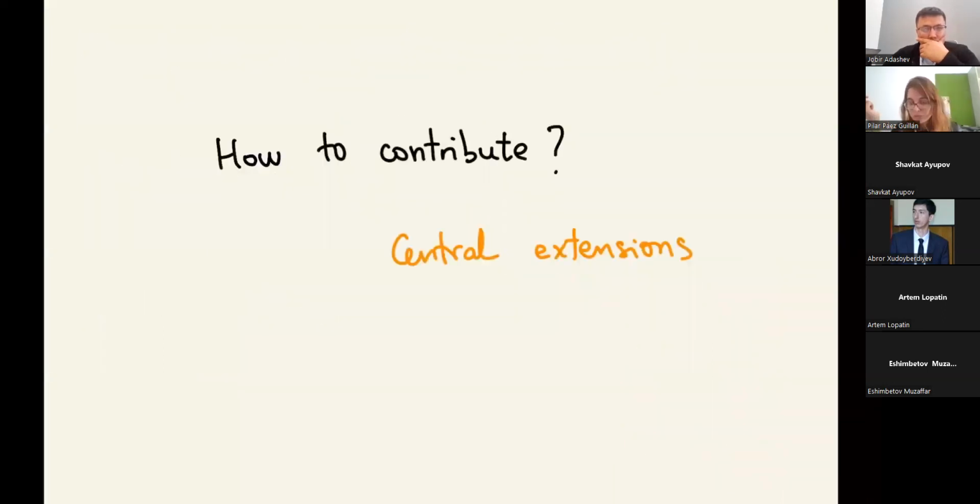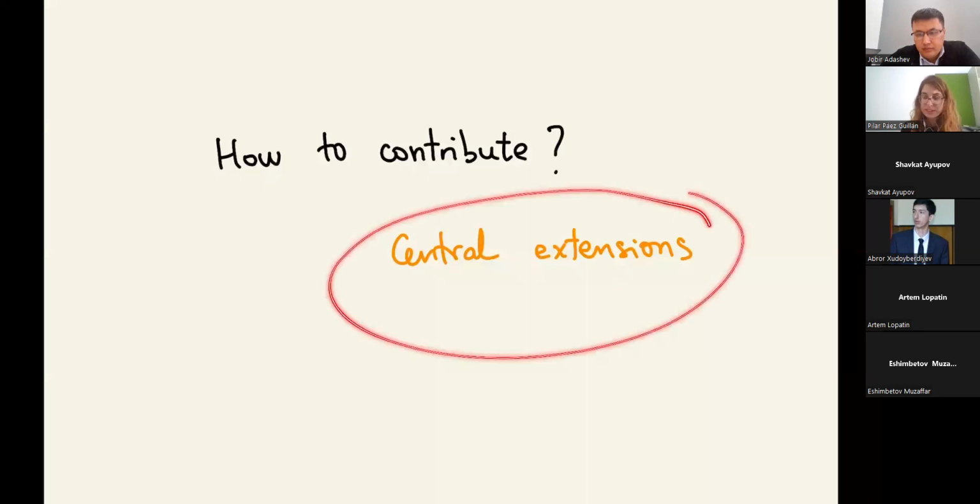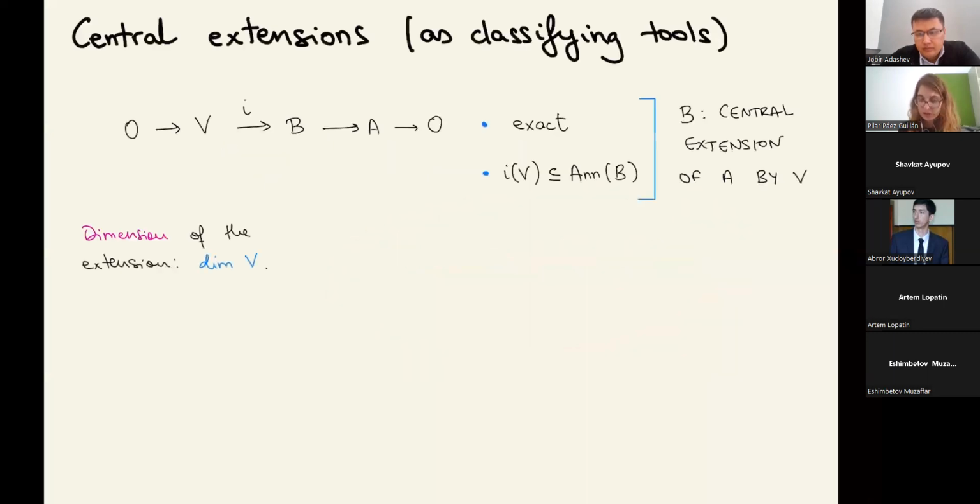And how can we contribute to this, or at least how can I contribute to this? We thought about working on central extensions of axial algebras and trying to get new algebras, or well, try to throw a little bit more light into this subject. So I'm going to spend the next minutes speaking a little bit about how to use central extensions as classifying tools.